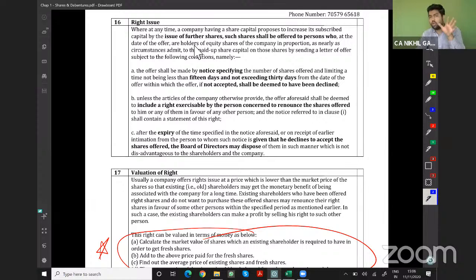If they have not asked, they can be renounced. We have also understood the theoretical value. How should we calculate the theoretical value? First, you should understand the market value of shares.